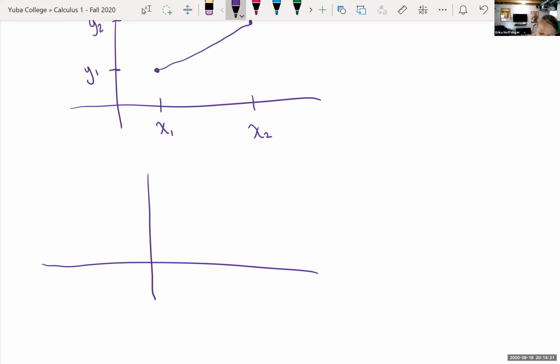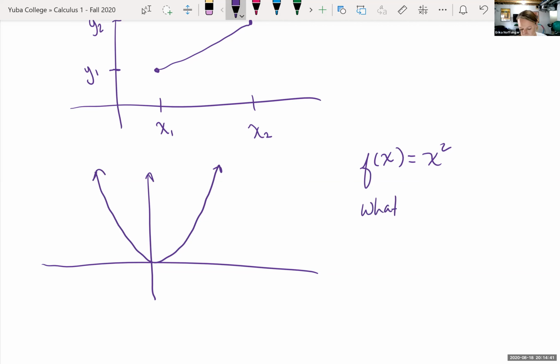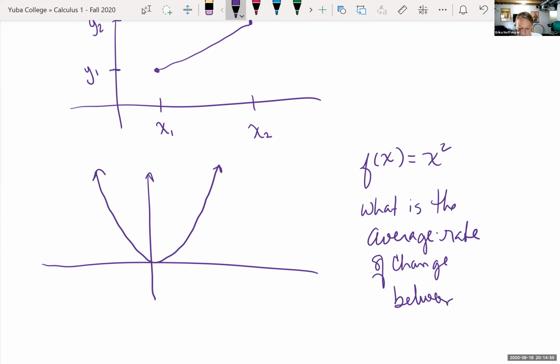So what if we had a parabola? So f of x is equal to x squared. And if we wanted to know what's the average rate of change between, let's say, x equals 1 and 4.